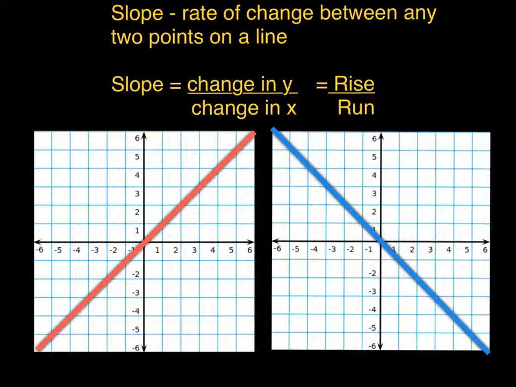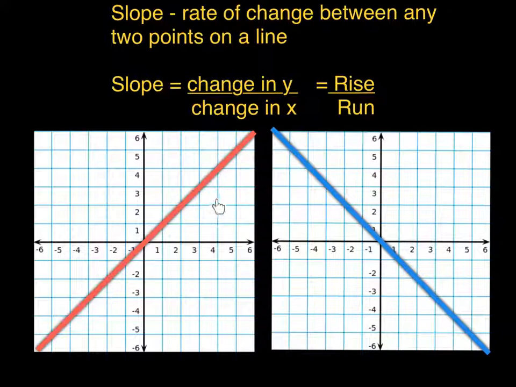First thing that we've got to know and understand is what slope is, and it's the rate of change between any 2 points on a given line. Get used to hearing this because you're going to hear it a lot. Slope is the change in y over the change in x. And if you remember, y is how far you go up and down, and x is how far you go left or right. And since it's the change in y over the change in x, we call that rise over run. Okay? Rise over run is what you're going to hear a lot.